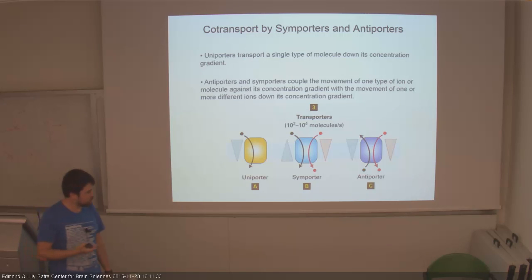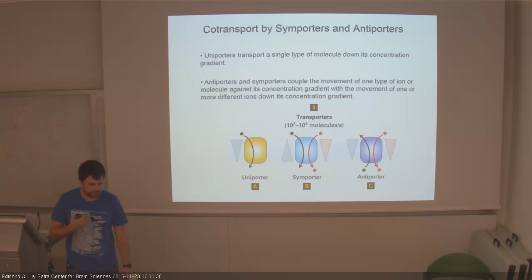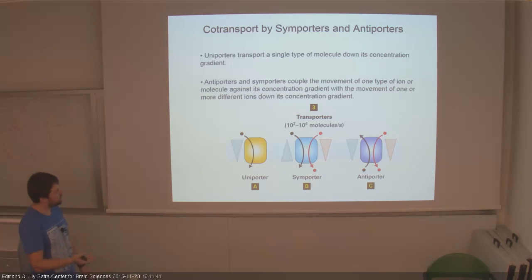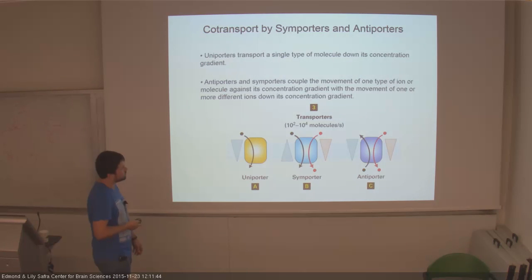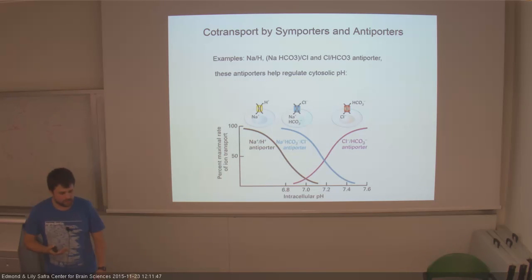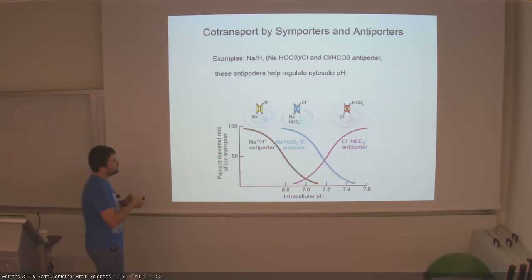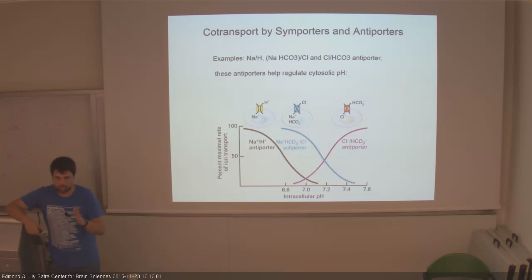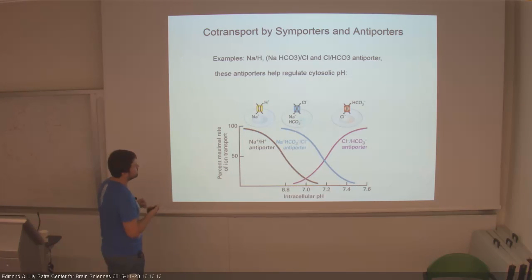Antiporters and symporters, like I said in the beginning, couple the movement of one type of molecule or ion in order to facilitate the entrance or movement of another type of molecule against its concentration gradient. One of the nicest examples in the body is how, with the different activity of different antiporters, the cell maintains a constant pH. As you all know, the cell has to keep a very rigid and constant intracellular pH, and when we talk about pH, we're talking about the concentration of hydrogen ions.